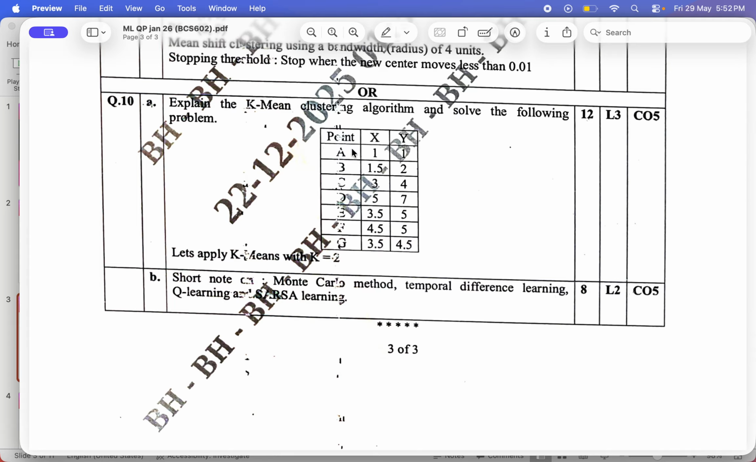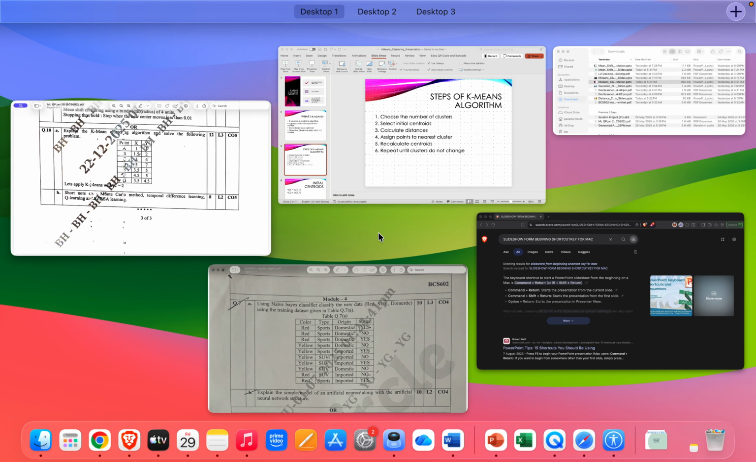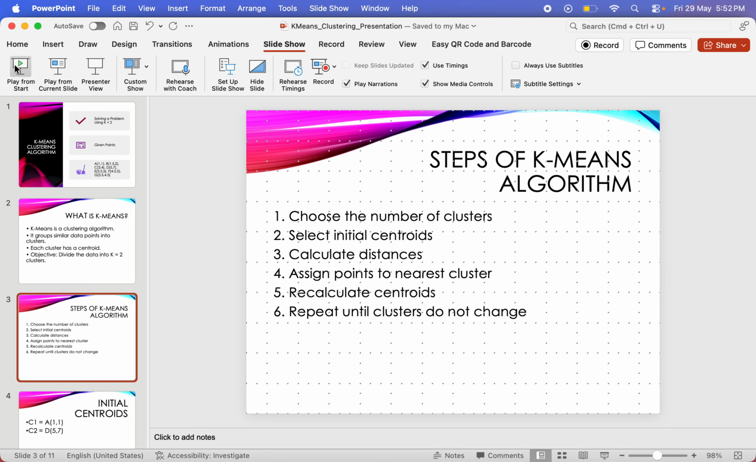They're given the points A to G, that is 1, 1, 1.5, 2, 3, 4, 5, 7, 3.5, 5, 4.5, 5, 3.5 and 4.5. And let's apply k-means with k equals 2. That is the given problem which is of 12 marks. Okay, the solution is like this.